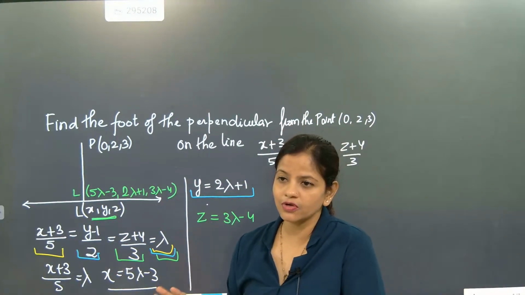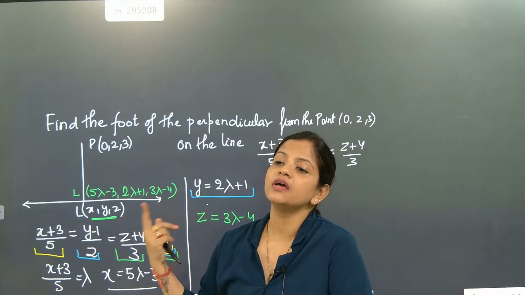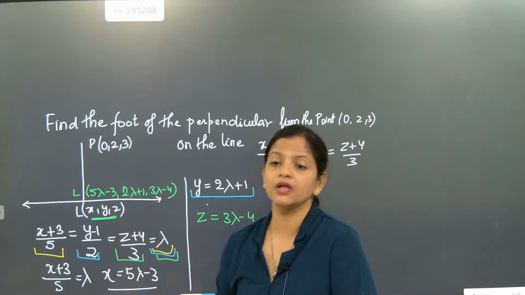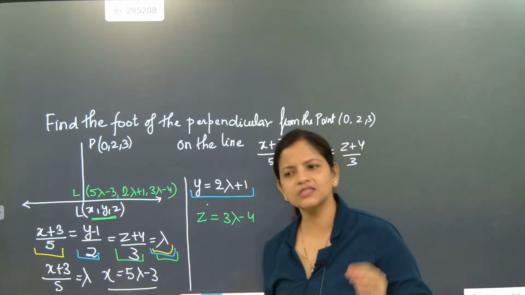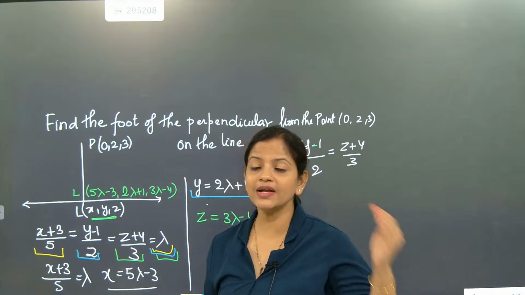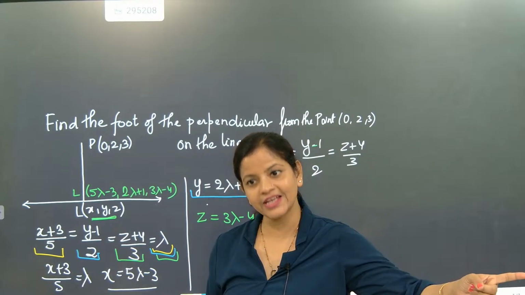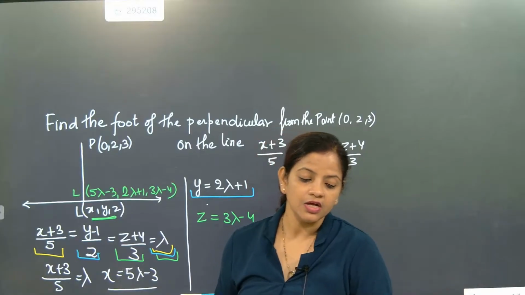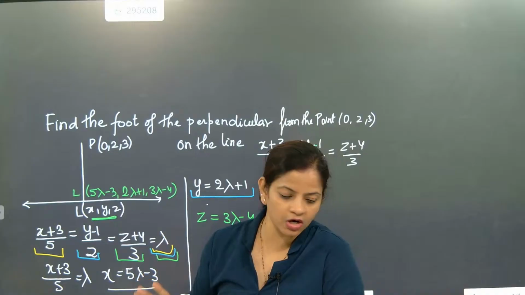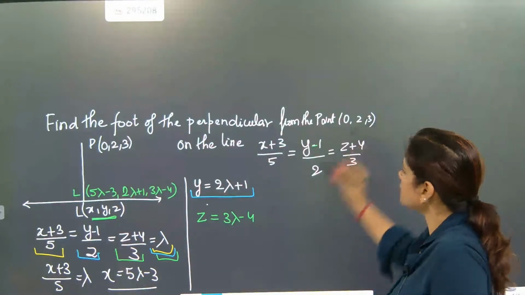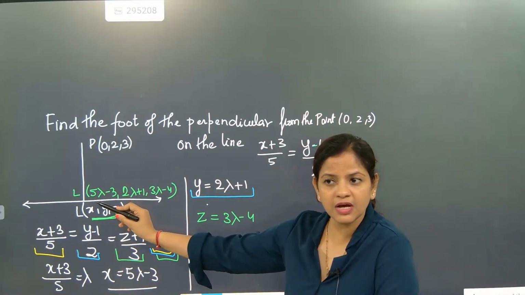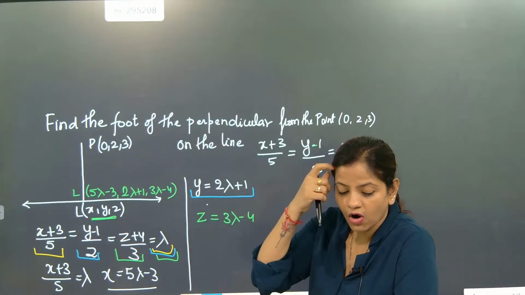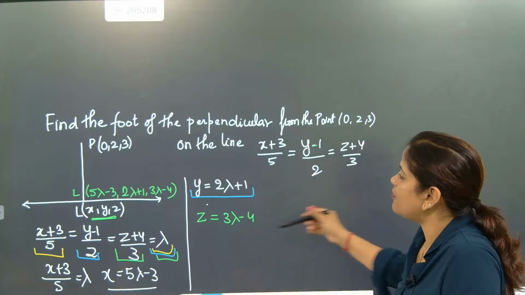So to get the foot of the perpendicular, we need to find direction ratios. Understood? And how do we get the direction ratios of two points? You need to remember, so listen. When two points on a line are given, how do we get the direction ratio? x2 minus x1, y2 minus y1, and z2 minus z1. This is the way to get the direction ratios. Understood or not? So the coordinates of L are 5 lambda minus 3, 2 lambda plus 1, and 3 lambda minus 4. Now that we have the coordinates of the point, what will the direction ratio of PL be?